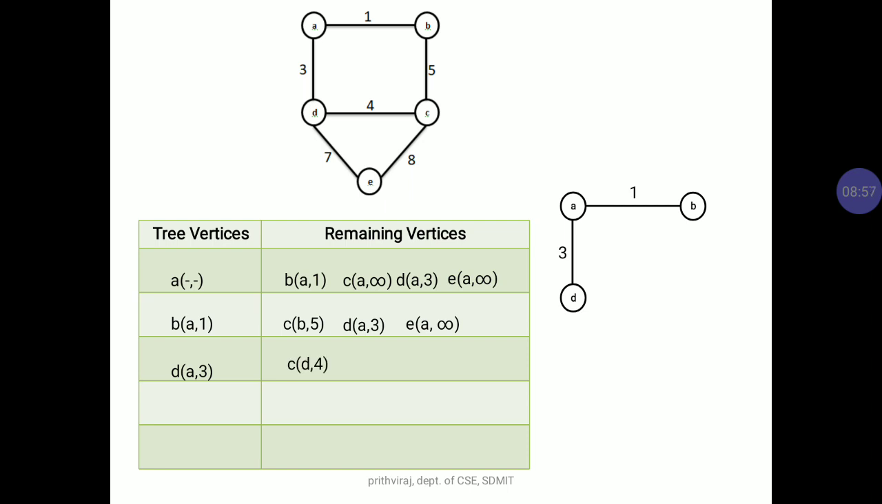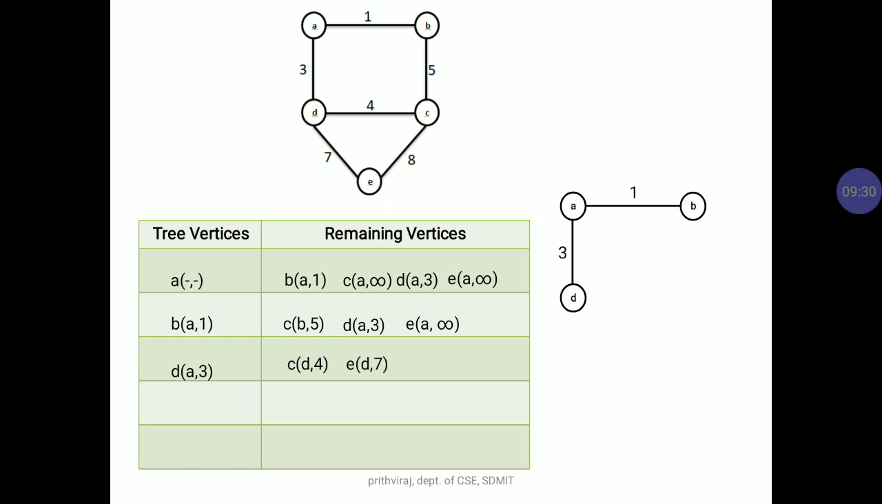Now, first one, D to C. Now you can see that in the previous step C of B comma 5 was there. Now here from D to C we have direct edge with the weight as 4. Now instead of writing C of B comma 5, we can write it as C of D comma 4, because 4 is smaller when compared with 5. Okay, so that we have taken C of D comma 4.